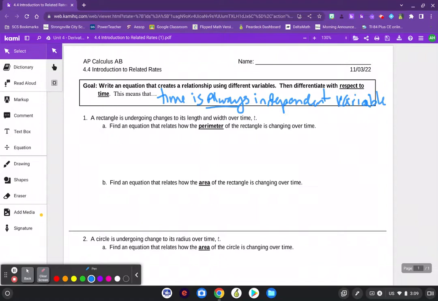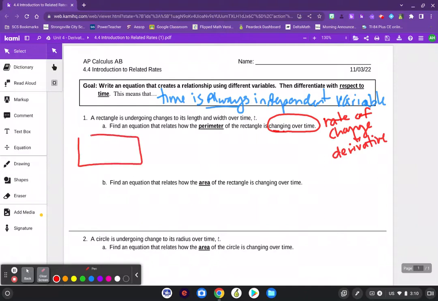So the first scenario is that a rectangle is undergoing changes to its length and width over time. Find an equation that relates how the perimeter of the rectangle is changing over time. When I see this terminology, changing over time, I'm thinking about a rate of change, and when I think about a rate of change, I'm thinking about a derivative. So the first thing that I would do is draw a rectangle.